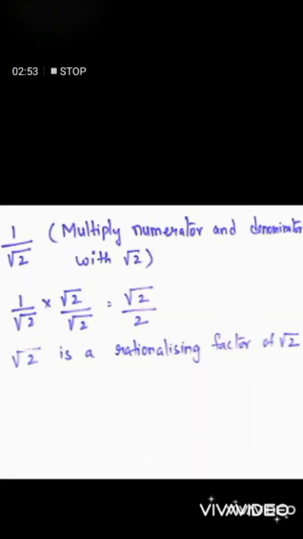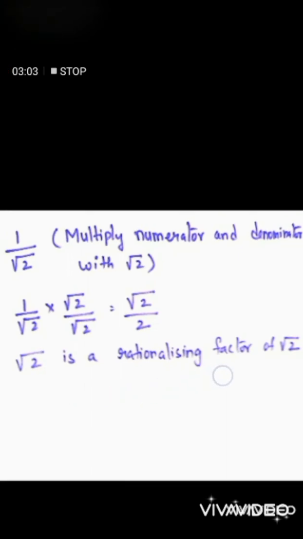So, we can represent root 2 by 2 on the number line. It lies between 0 and root 2. So, if the product of two irrational numbers is a rational number, then each of the two is a rationalizing factor of the other. Means root 2 is a rationalizing factor of root 2. Now, let us solve some examples.